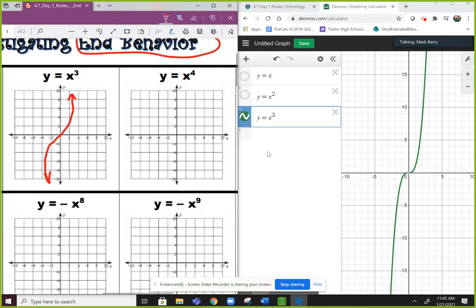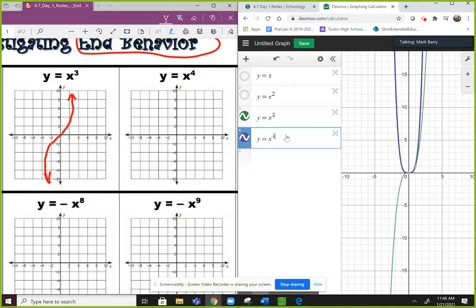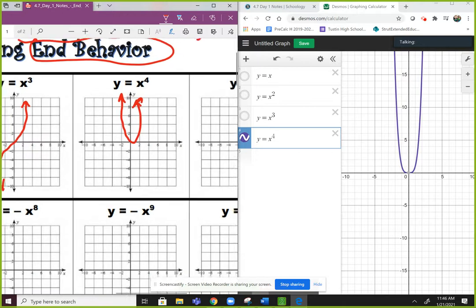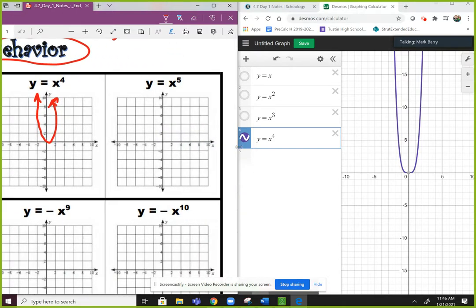All right, let's move on to our next one. Y equals x to the fourth. Take a look at that one. I'd say that one kind of looks like y equals x squared. It looks a little bit like a parabola. I'd say it's a little bit steeper. But generally speaking, that looks like a parabola, yeah? So I have arrows going up on the left side and up on the right side as well. All right, let's do one more here.